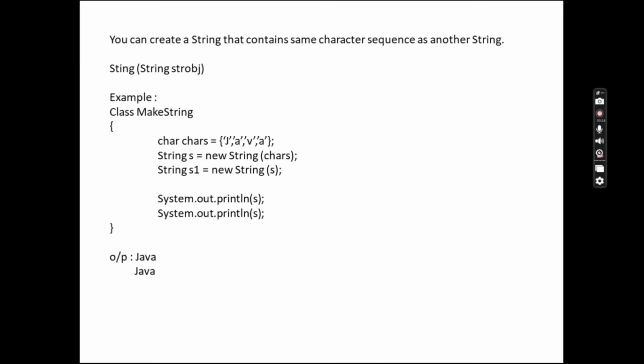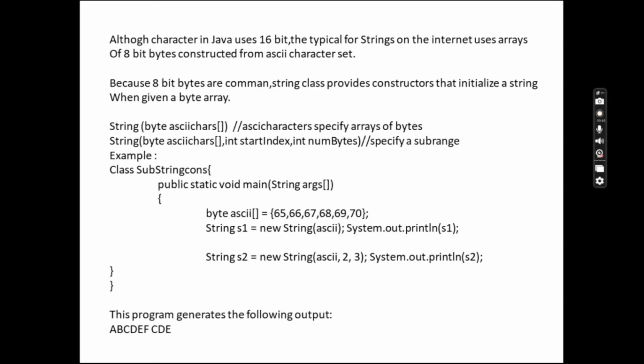You can create a string that contains the same character sequence as another string. So one string object is passed as a parameter to the constructor of a second string object, like s1 = new String(s). The output of both is the same. s is Java and s1 is also Java.